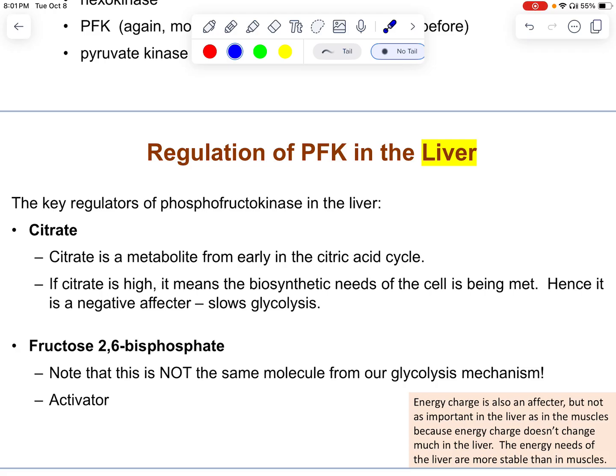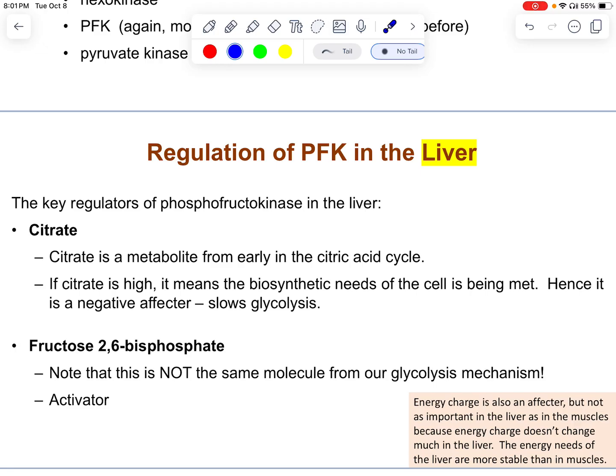That's fructose 1,6-bisphosphate. Before we do that, real quick, energy charge, just like in the muscle, is also an effector, but it's not very important here because in the muscle, that ratio of ATP to AMP is changing dramatically depending on what we're doing, right? Are we resting? Are we jogging? Are we running from some predator? So that ratio is changing, but the energy needs of the liver are more stable. And so the energy charge doesn't change very much.